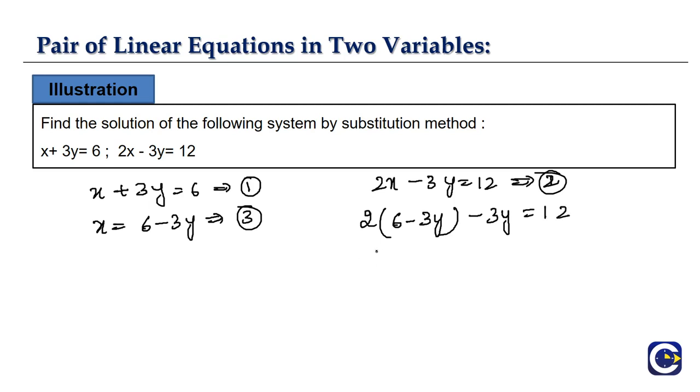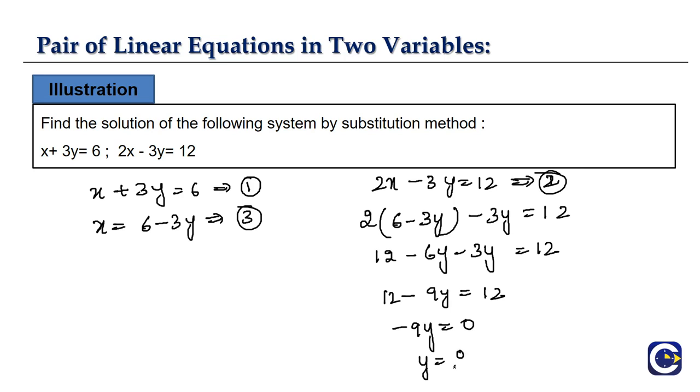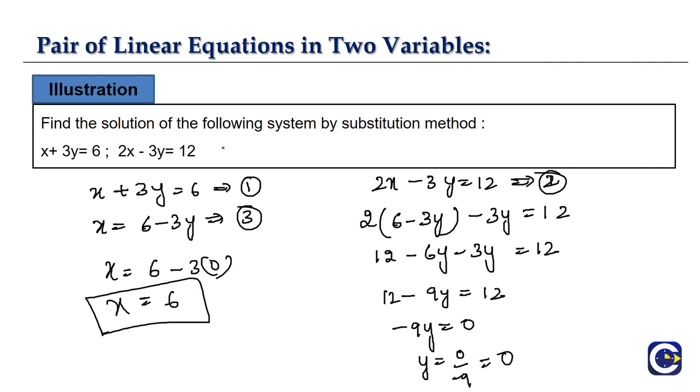Now let's simplify it. 12 - 6y - 3y = 12. So 12 - 9y = 12. We end up with -9y = 12 - 12 = 0. So y = 0 / -9, which is equal to 0. The value of y here is 0. Now substitute the value of y: x = 6 - 3 × 0 = 6. Hence the solution using the substitution method for this given pair of linear equations in two variables is x = 6 and y = 0.